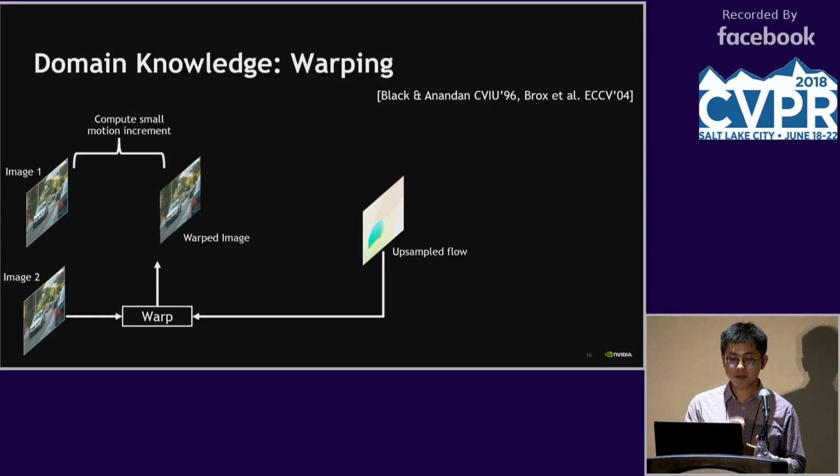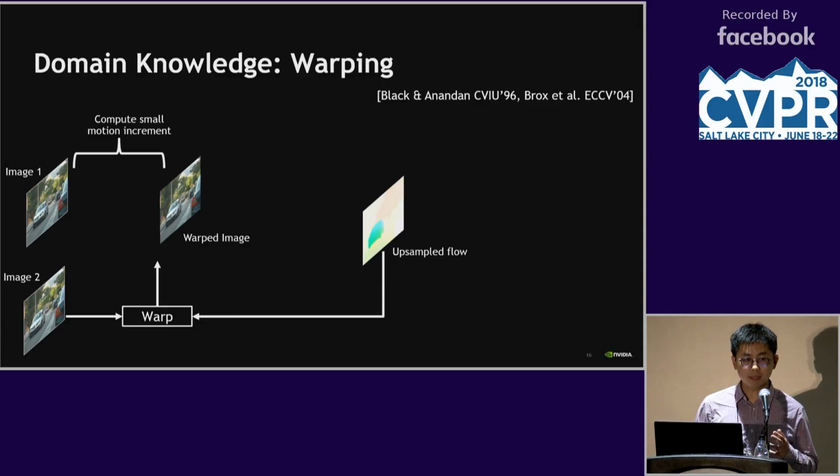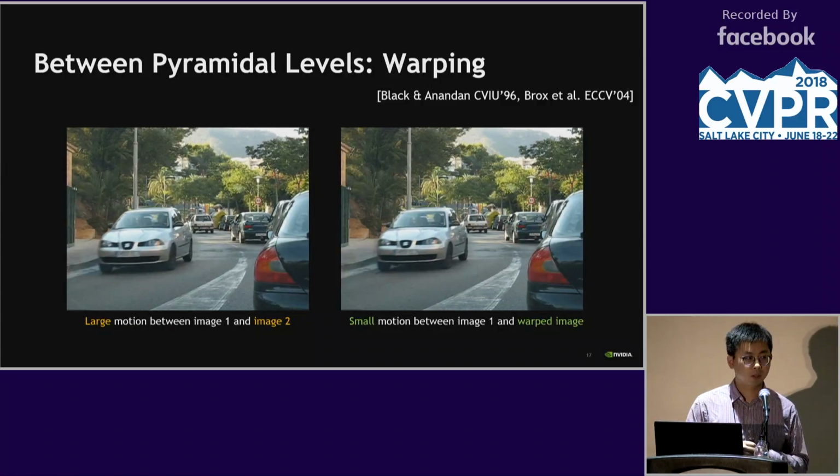And the motion between the first image and the warped image is very small. So that means we can use a very small search range to construct the cost volume. Here is an example. You can see the motion between the first image and the second image is much larger than the motion between the first image and the warped image.